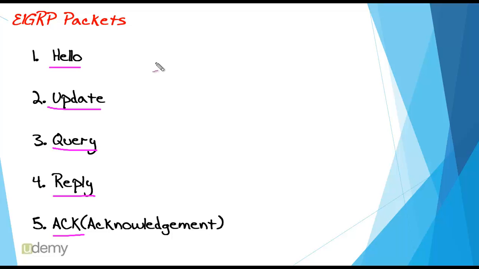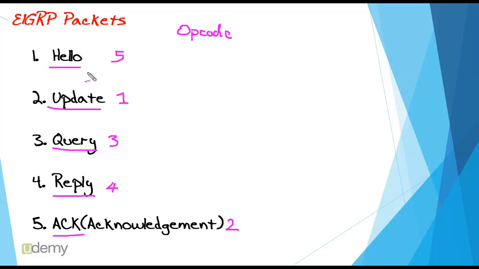The question is how routers understand the type of the message. Inside the EIGRP header, there is a field which is called opcode. Each of these messages has its own unique opcode number. For hello, it is 5. For update, it is 1. For query, it is 3. For reply, it is 4. And for acknowledgement, it is 2. So these messages are identified by their opcode.